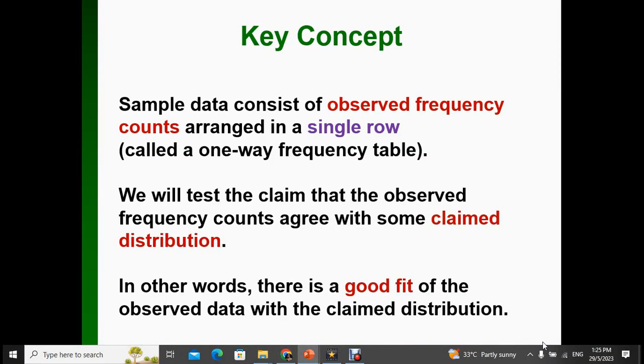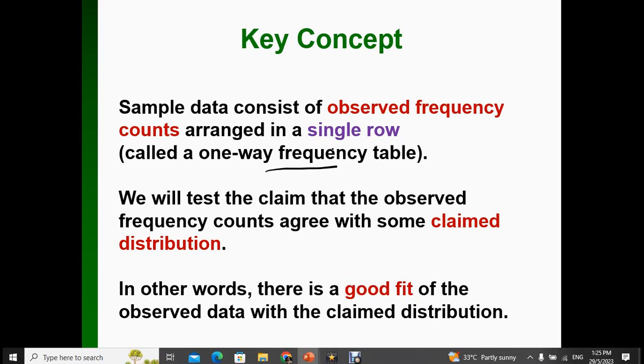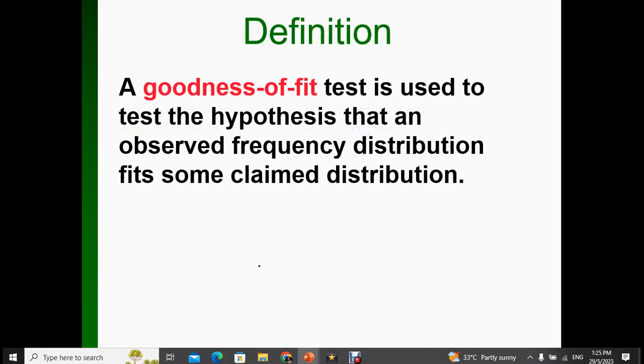Our next topic is chapter 8, which is goodness of fit. The sample data for goodness of fit is a sample of observed frequency counts arranged in a single row, so we call it a one-way frequency table. We will test the claim that the observed frequency counts agree with some claimed distribution. In other words, there is a good fit of the observed data with the claimed distribution. What is a goodness of fit test? It is used to test the hypothesis that an observed frequency distribution fits some claimed distribution.